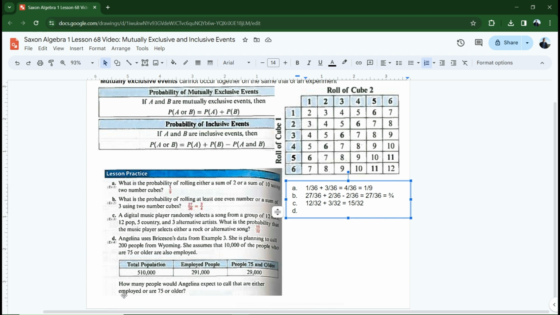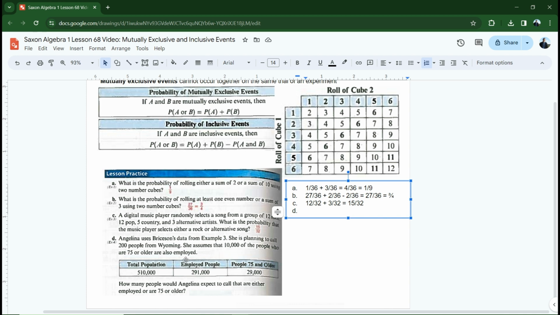She's using this information here, in other words. If you want to go back to the book, you can look at lesson 68, example 3. She is planning to call 200 people from Wyoming. She assumes that 10,000 of the people who are 75 and older, 10,000 of this group, are also employed.